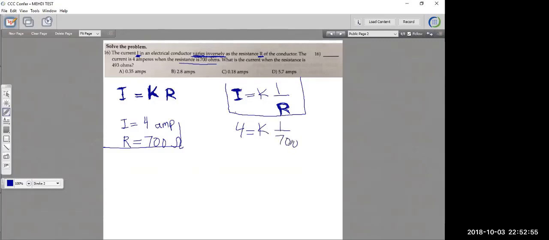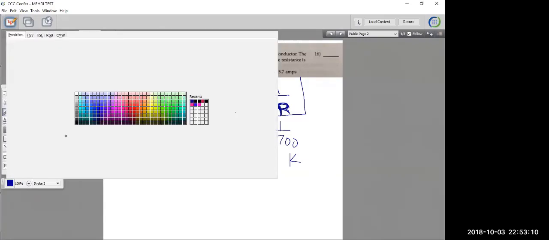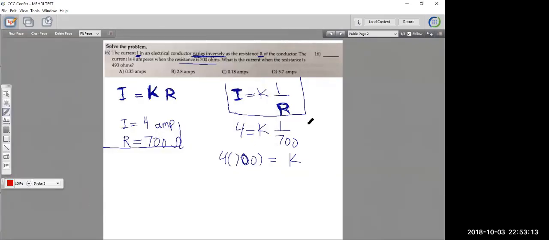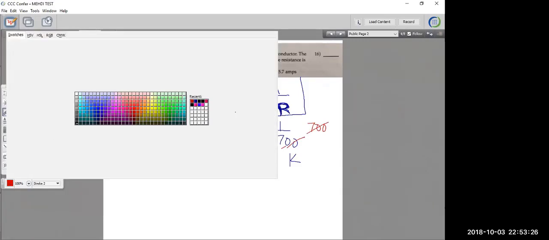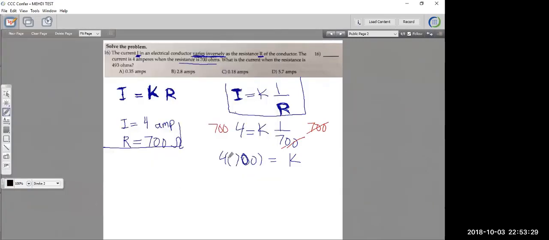So simple as that. All right, to solve for k, I just multiply both sides by 700. So I get 4 times 700 is equal to k. If I multiply the right side by 700 and the left-hand side by 700, then 700 cancels 700, and I get k is equal to 4 times 700. And that's k, 2800. So this is how you find k.